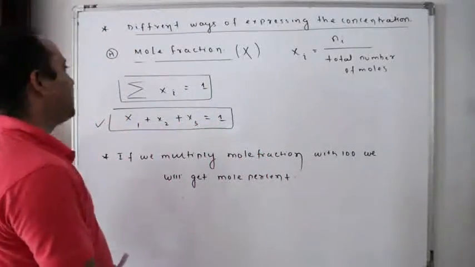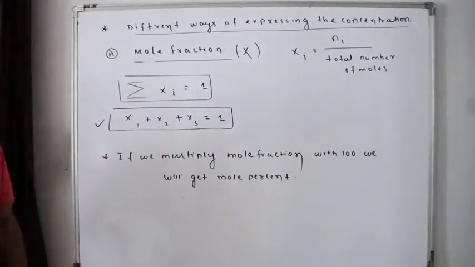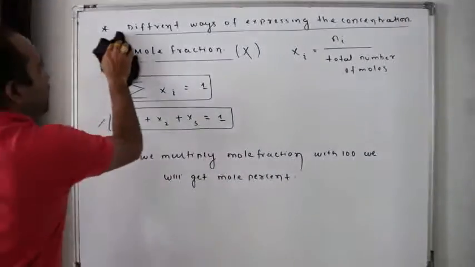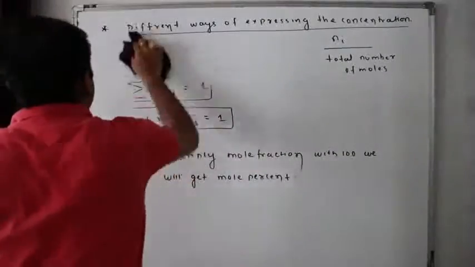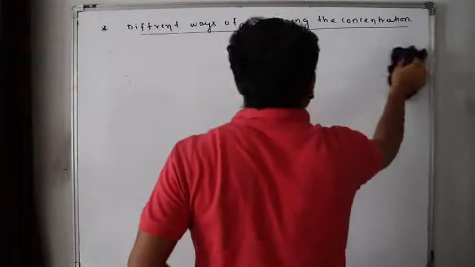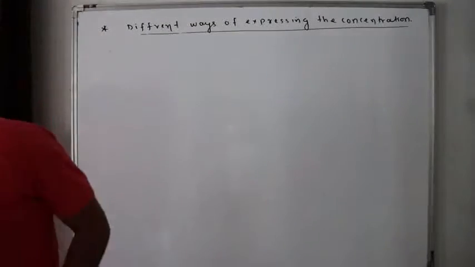Second method is percentage by weight. Can I rub the board? The next method is percentage by weight.